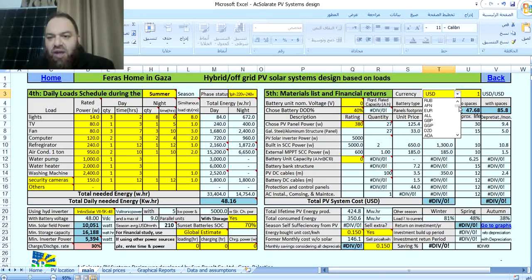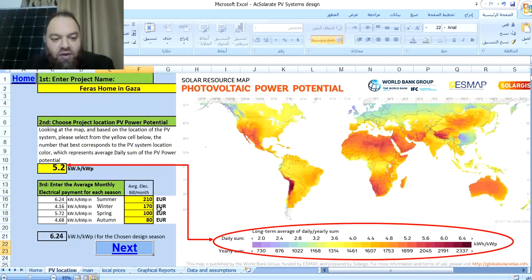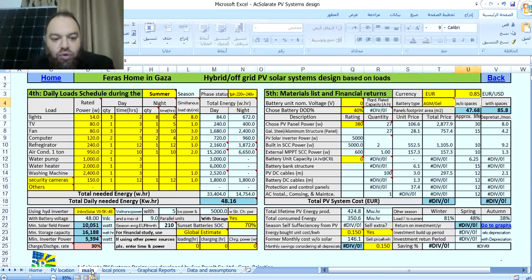If you need to use any other currency, please don't forget to enter the rate of that currency over the US dollars. For example, this is for euro, but you need to check here that, okay, this has changed to euro and this has changed to euro, and even the first page, the home page also has changed to euro. So we go back to the main. But for our example, we need to go back to US dollars, since our design is based on US dollar, and this we put it again to 1.